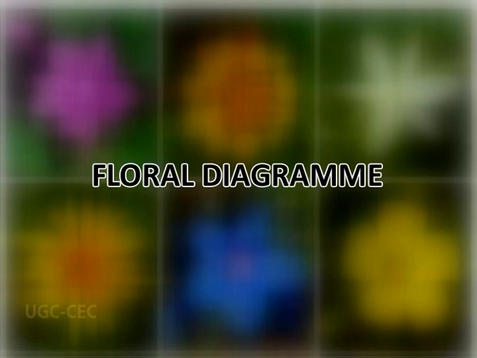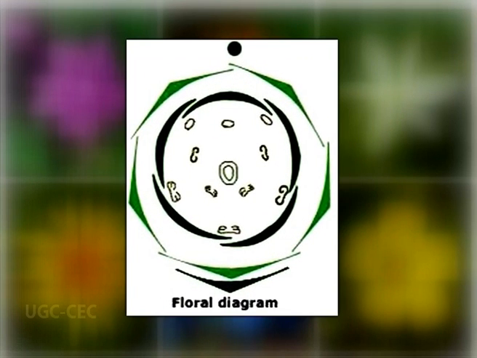Now, we come to floral diagram. It is the graphical representation of a floral formula as shown in the figure. It depicts a flower with a bract, 5 sepals, 5 petals, 5 stamens and 5 carpels.